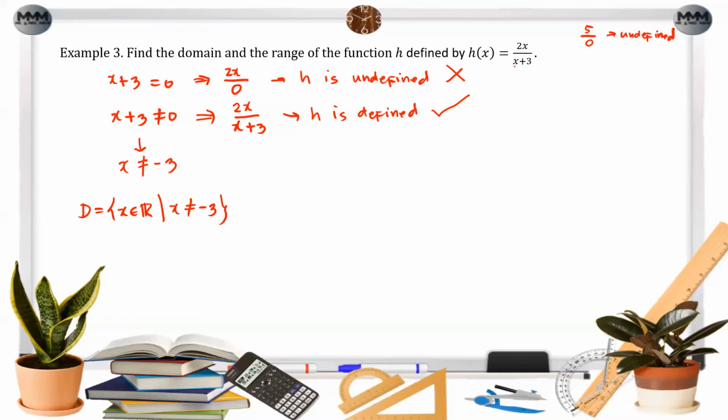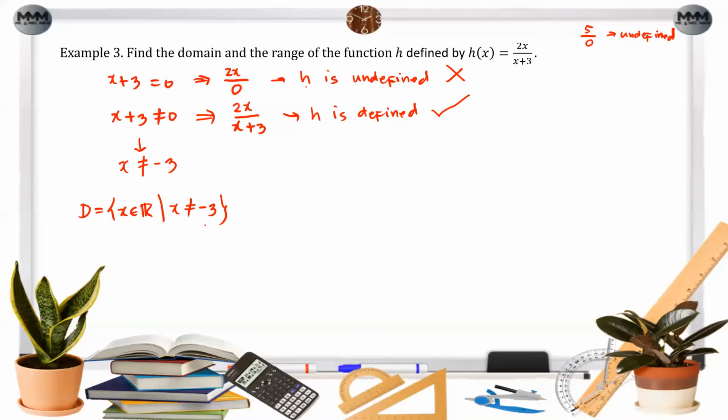Notice that when x is -3, of course, this becomes 0. So h is undefined when x plus 3 equals 0. So when x is not equal to -3, we can now have the domain of the function. Now let's proceed to the range of the function.